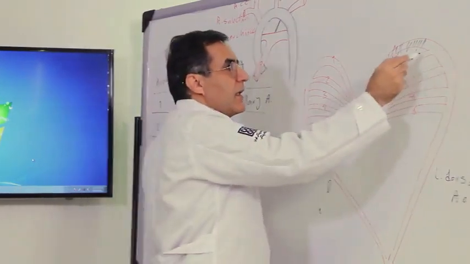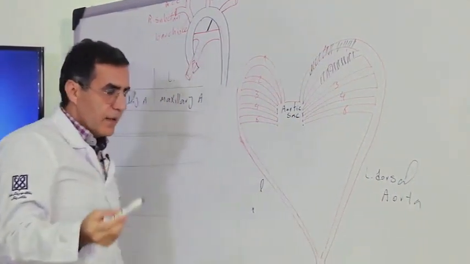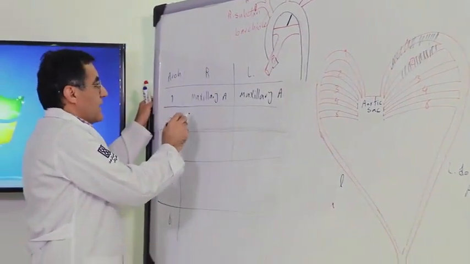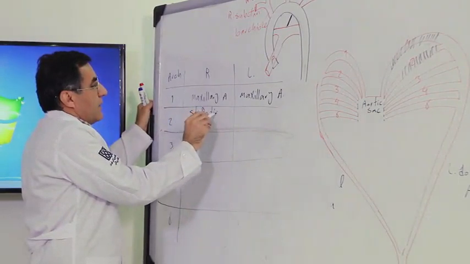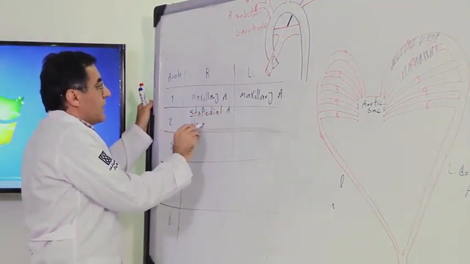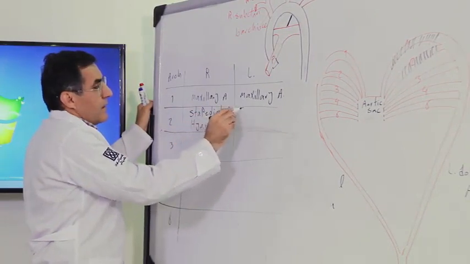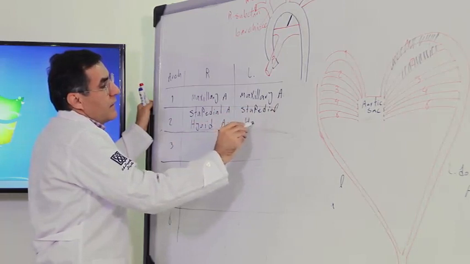The second arch again degenerates and makes two arteries: the stapedial artery and the hyoid artery.